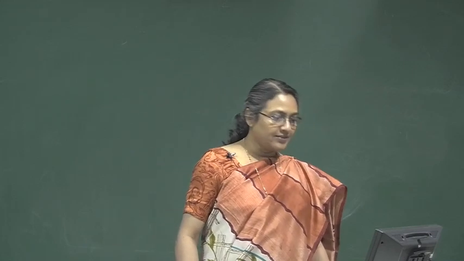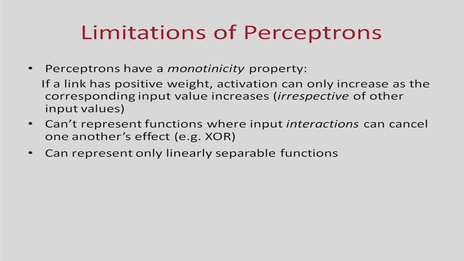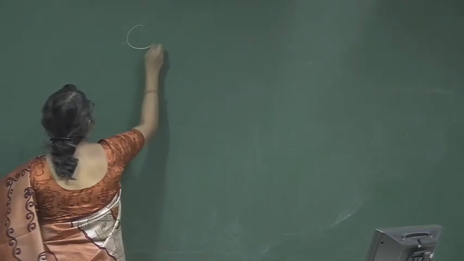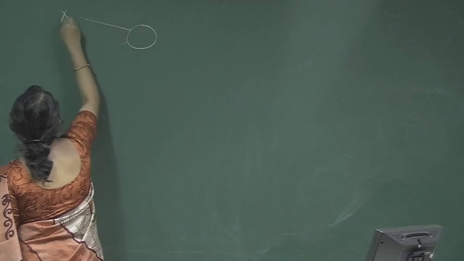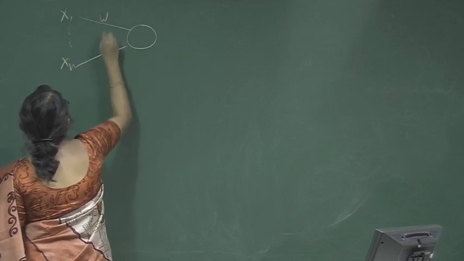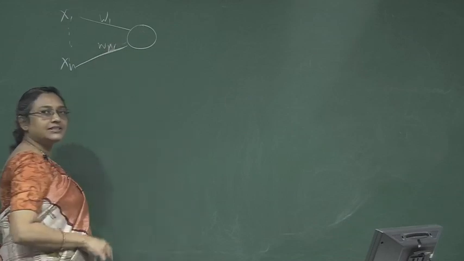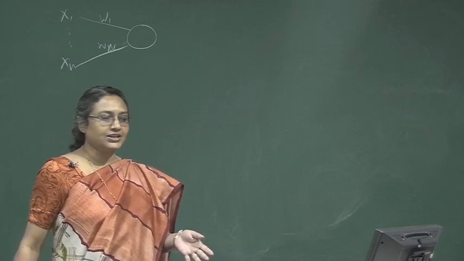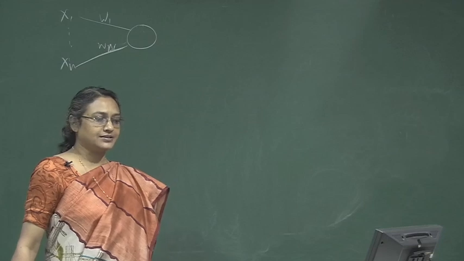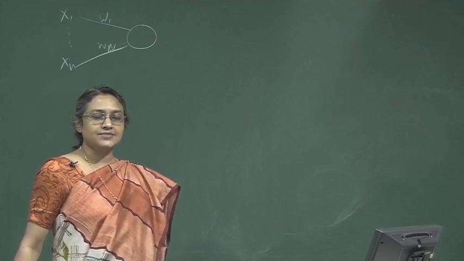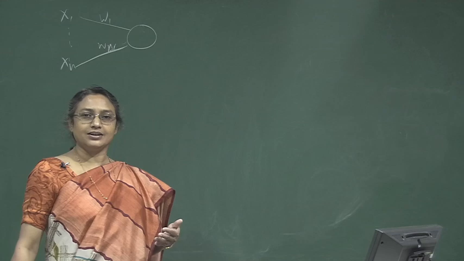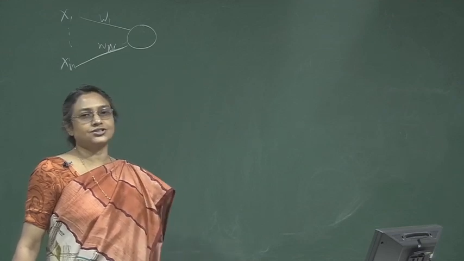Now, first of all, we will look at what are the limitations of perceptrons. We have not really discussed this, but perceptrons have a monotonicity property. In a perceptron, we have an input and we have multiple outputs, and we have weights associated with them. Because of this type of connection, perceptrons have a monotonicity property. If a link has a positive weight, activation can only increase as the input value increases. So, it cannot represent functions where input interactions can cancel each other. Each input is individually interacting with the neuron, so it cannot handle interactions between the inputs.